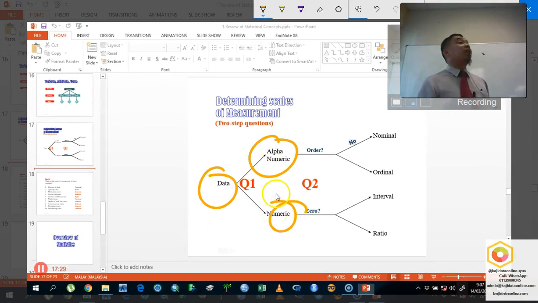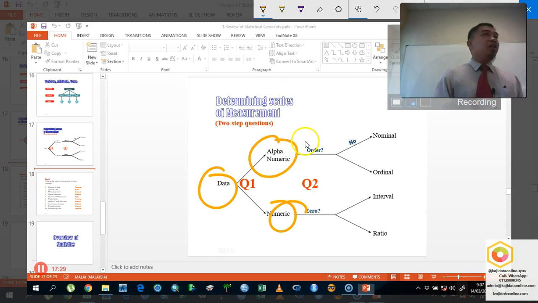It's all up to you. You must ask yourself first. Oh, my data is alphanumeric, which means no numerical value. So if your data has no numerical values, does it have order or no order? I think my variable has order. What is your variable? Gender.